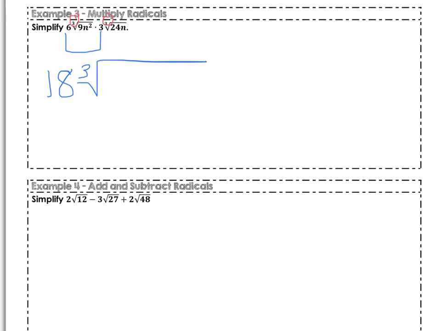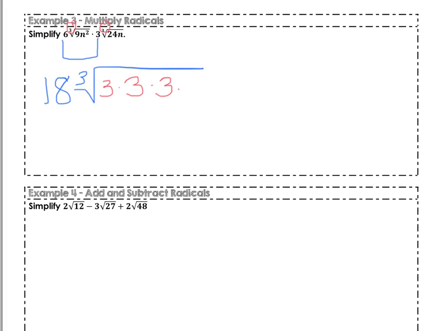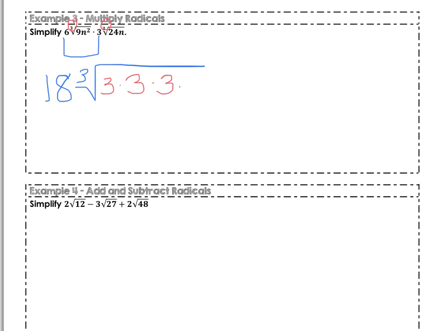Now look into the inside here. Something that might be helpful is breaking down what the numbers are that you've been given. Well, 9, that's going to be 3 times 3, okay? 24, well, 24, that's going to be 3 times 8. Now, 8 we can also break down to 4 times 2. But 4, we could break that down even more. Goodness. 4 times 2, that could be broken down to 2 times 2 times 2.